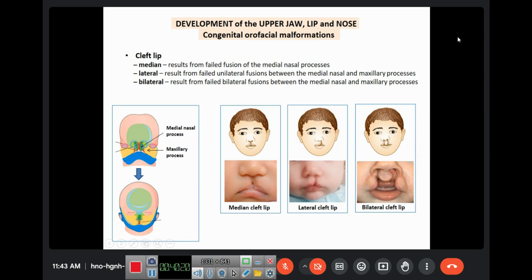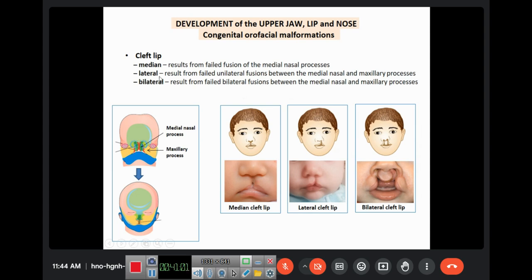Other congenital orofacial malformations in development of the upper jaw, lip, and nose include cleft lips. In these variants, medial cleft lip, lateral cleft lip, and bilateral cleft lip. Medial cleft lip results from the failed fusion of the medial nasal processes. So, left and right medial nasal processes fail to fuse together. And this is what we will have as the result, the median cleft lip.